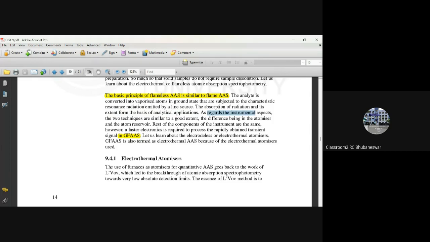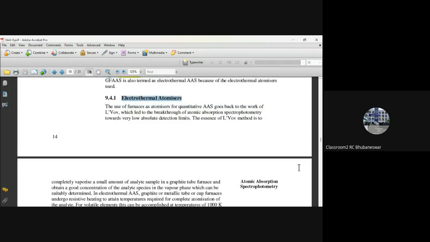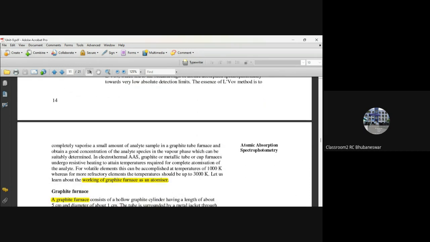As regards the instrumental aspects, the two techniques are similar to a good extent, the difference being in the atomizer and the atom reservoir. The only difference between AAS and GFAAS is this. The rest of the components of the instrument are the same. However, faster electronics is required to process the rapidly obtained transient signal in GFAAS. So let us see how this electrothermal atomizer, which is flameless, works. Let us study it in detail.